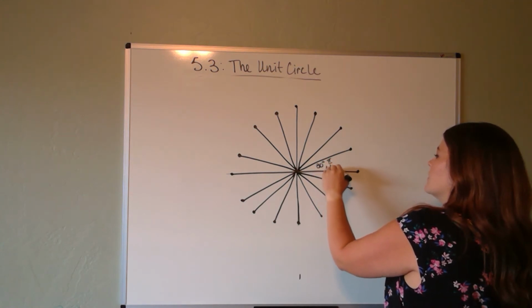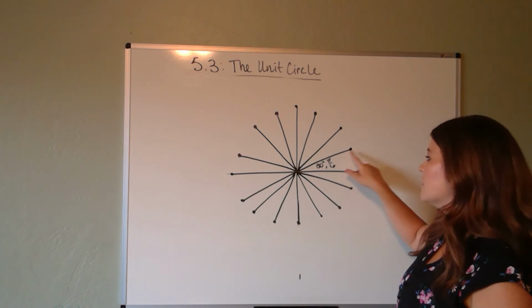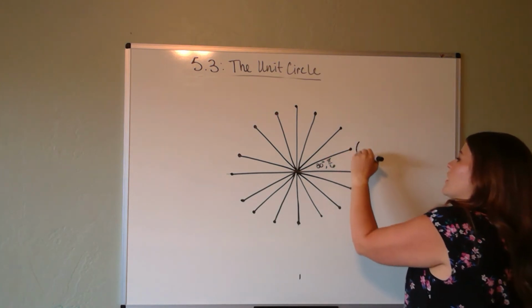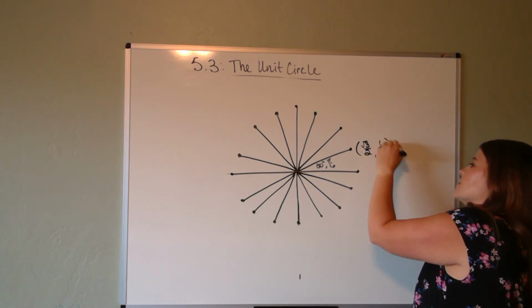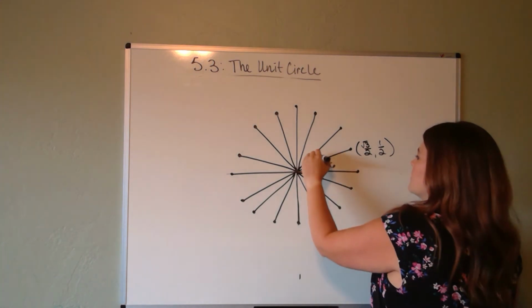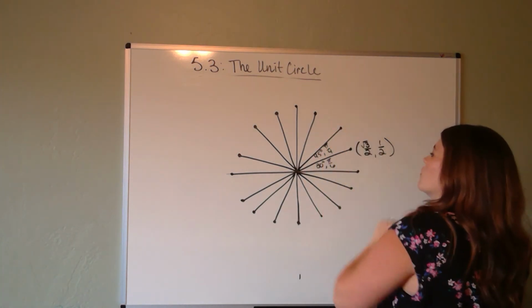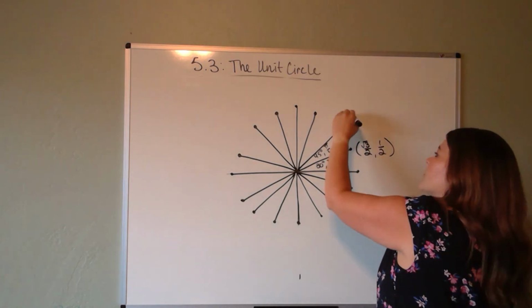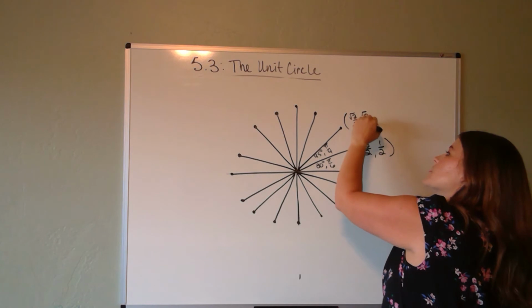This is 30. It's also pi over 6. Remember I found the coordinates of this point. R was 1. What I found was x is root 3 over 2 and y is 1/2. Let's go to the next one. This was 45, or pi over 4. What did I find for the coordinates of this point? Remember, these were exactly the same. They were both root 2 over 2.